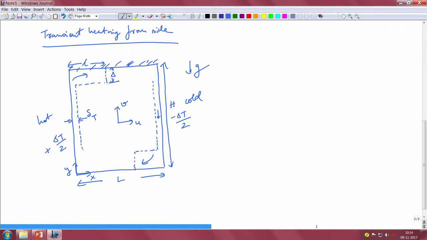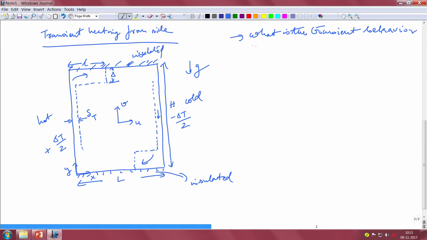Apart from this, this is insulated, this is also insulated. So, it is adiabatic on two sides, top and bottom. Only the side walls, left and right walls, are heated. One wall is heated, one wall is cooled, by an amount delta T by 2. So, we are interested in the transient behavior. So, what is the transient behavior of the cavity fluid?